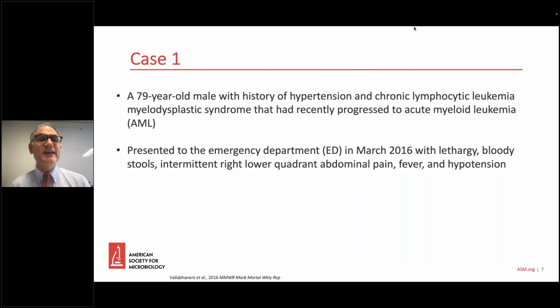This is our first case. This is a 79-year-old male with a history of hypertension, chronic lymphocytic leukemia, and myelodysplastic syndrome that had recently progressed to acute myeloid leukemia, AML.